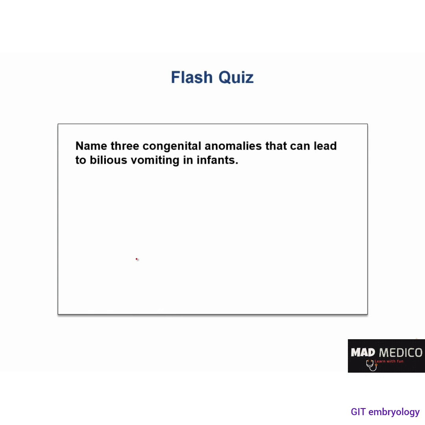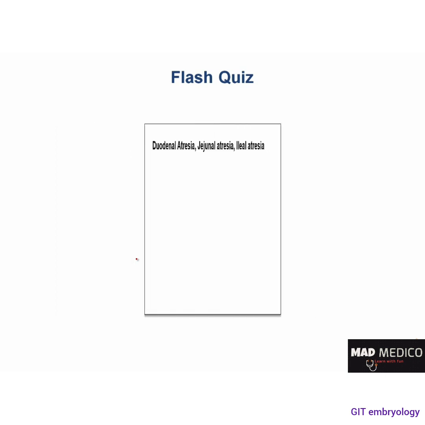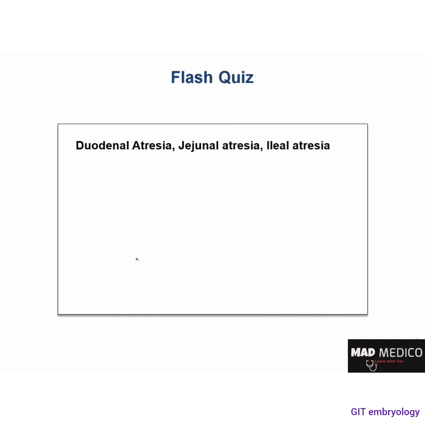So, here's a good one to wrap up this section. Name 3 congenital anomalies that can lead to bilious vomiting in infants. Go ahead and pause the video if you need some time to think. So, the key is to think of this anatomically. Bile is secreted into the second part of the duodenum, so clearly jejunal and ileal atresia can lead to bilious vomiting. Duodenal atresia usually exists in the third and fourth parts, so it's important to remember that duodenal atresia usually leads to bilious emesis, even though it isn't as intuitive as jejunal or ileal atresia.